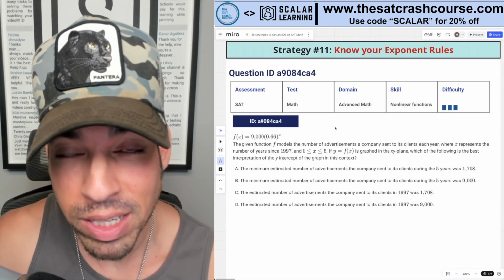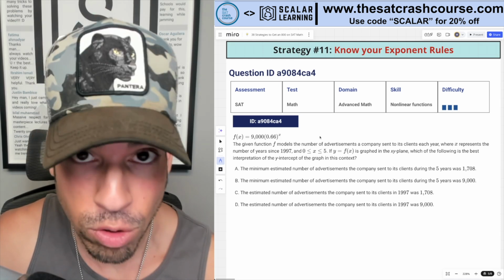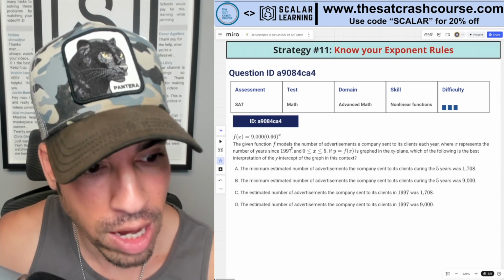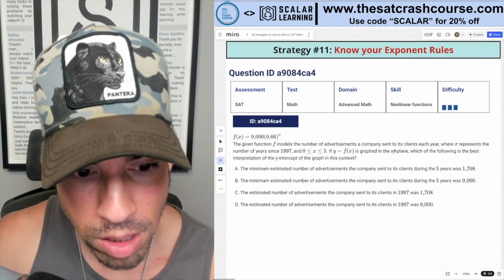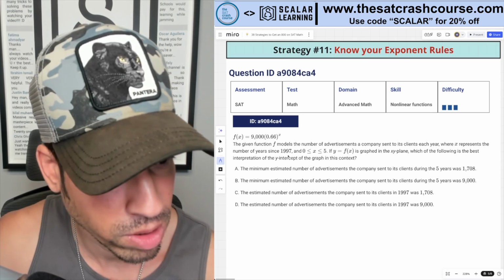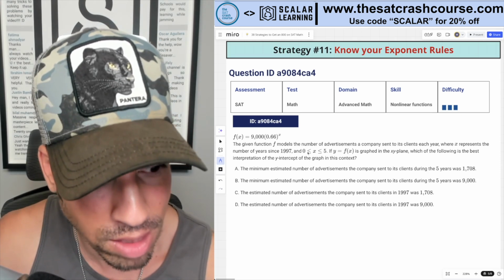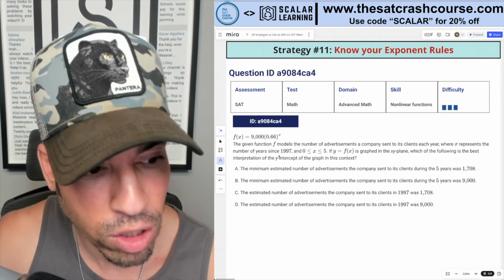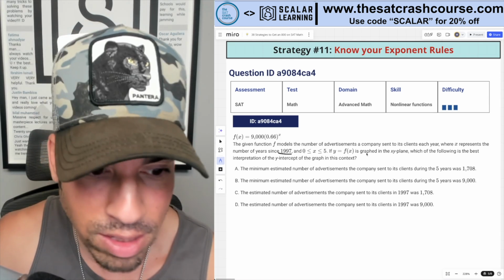Strategy number 11, know your exponent rules. And this one in particular is about anything going to the 0th power equaling 1. So that's the key here. So let's check this out. The given function f models the number of advertisements a company sent to its clients each year, where x represents the number of years since 1997, and x is between 0 and 5. So again, 0 is going to represent the year 1997.